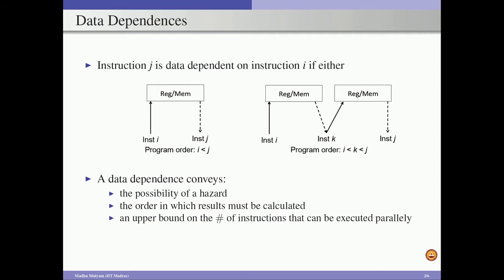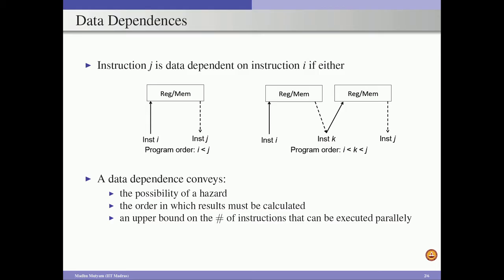For example, in this case, since instruction J is going to need the data supplied by instruction I, if we execute instruction J before instruction I, then there is a data hazard. As a result, instruction J is going to take the old value and compute with it, and the overall computation will go wrong. So, when there is a data dependence between two instructions, the instruction which requires the data should not proceed before the instruction which is going to supply the data.